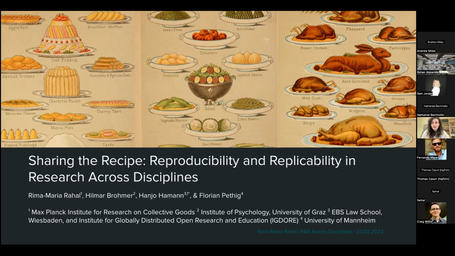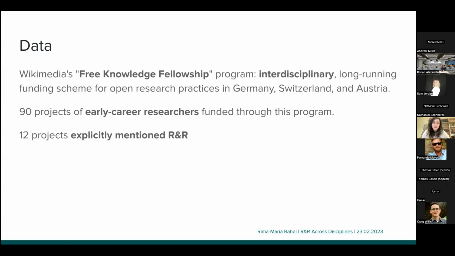So we wanted to see what different disciplines are doing at the moment, and we went ahead and took a look at data that we got from the Wikimedia Fellowship Free Knowledge. This is a program that funds open scholarship projects, mostly by early career researchers. And it's an interdisciplinary program that's also been long running in Germany, Switzerland, and Austria, so mostly German-speaking participants.